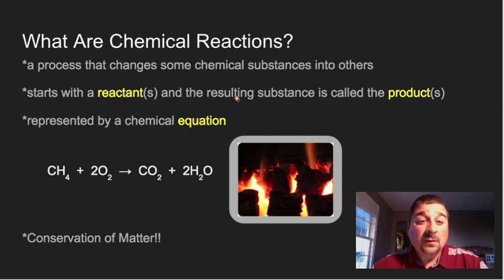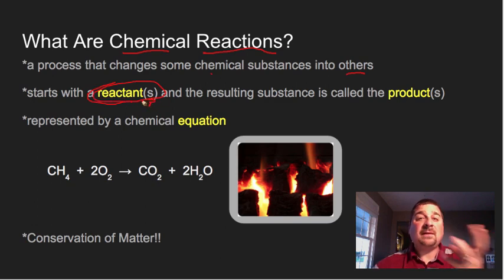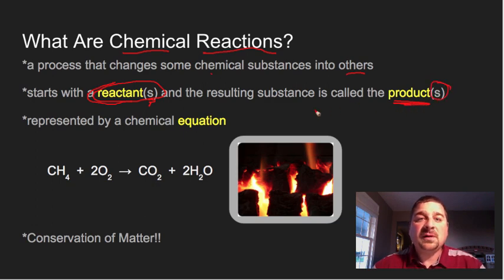First, a little review on what exactly a chemical reaction is, and chemical equations, and some stuff that you should have learned in physical science. A chemical reaction is a process that changes one chemical substance into another. Okay, so it's going to change its properties. The stuff you're starting with is always called the reactant or reactants, because sometimes you could have two things or more combining, and the resulting substance is the product, or sometimes you'll have products. You'll have more than one thing produced.